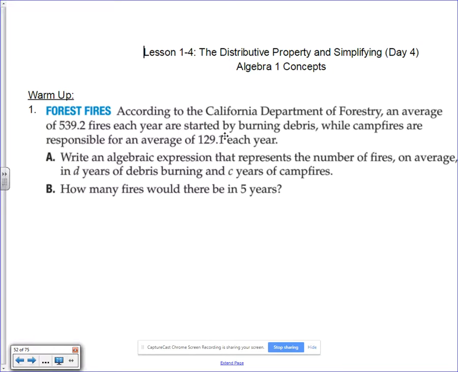According to the California Department of Forestry, an average of 539.2 fires each year are started by burning debris.